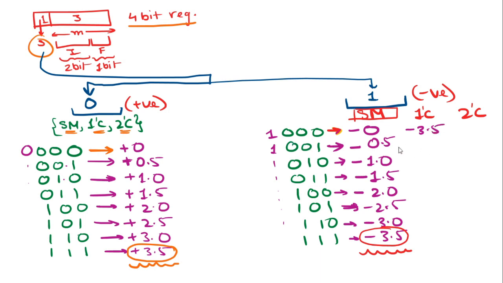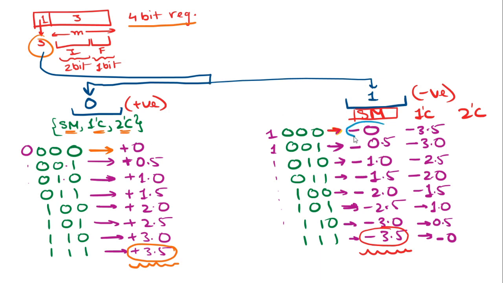Here 1 1 0 will be minus 3.0. This is 1 0 1, it is minus 2.5. Similarly minus 2.0, minus 1.5, this is minus 1.0, this is minus 0.5, and this is again minus 0. So we can see here that this is minus 0 and this is plus 0. These are redundant representations in 1's complement as well as in sign magnitude representation.